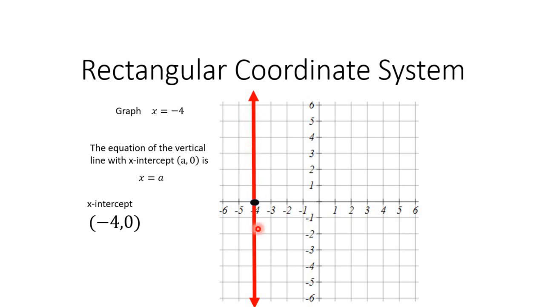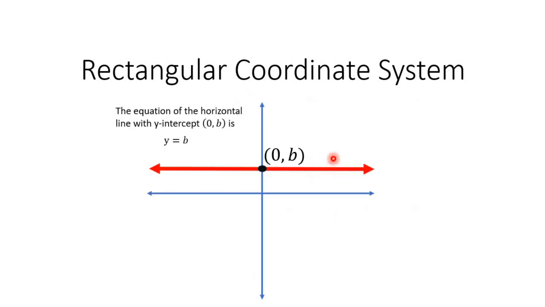And then you just draw a vertical line. The other special case that we want to talk about is the case of a horizontal line. So the equation of a horizontal line that has y-intercept (0, b) is y equals b. So you see it's a horizontal line like the horizon, and then there's an ordered pair on the y-axis, (0, b), and that is called the y-intercept. It's just a horizontal line through every point that has a y value of b.